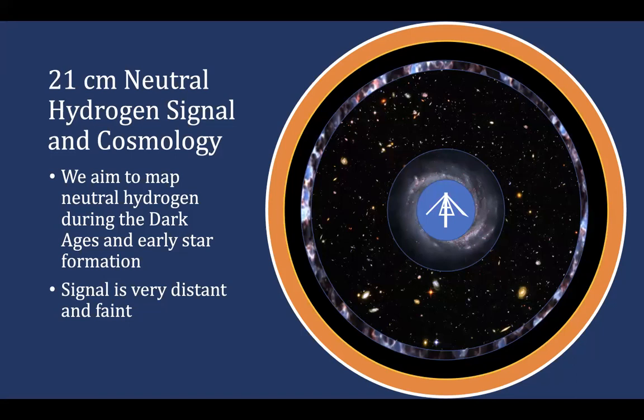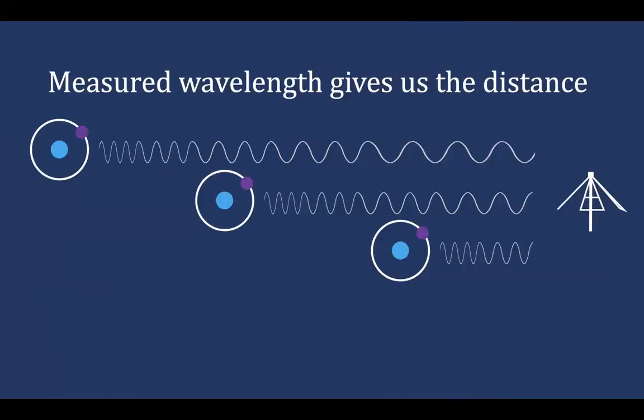So if we look very far out into space, beyond all of the modern galaxies into these first galaxies, we may be able to detect this 21 centimeter line from neutral hydrogen during the dark ages and early star formation. But this signal is hard to detect because it's so distant and it's quite faint. And the wavelength of light that we measure actually gives us the distance. So if we see a wavelength of light that's quite long, that indicates that the hydrogen is very distant, whereas a slightly shorter wavelength lets us know that that hydrogen is closer to us.